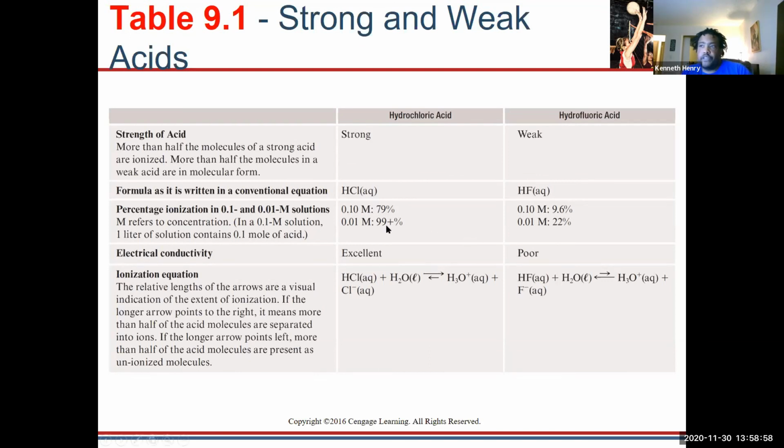So 99% of it is broken up at a 0.1 molar solution. Now, hydrofluoric acid, only 9% of it is ionized. That's very little, right? And then at 0.01, only 22% of it is ionized. That's still very little. So this guy is great at conducting electricity. This guy is crappy at conducting electricity. Okay?